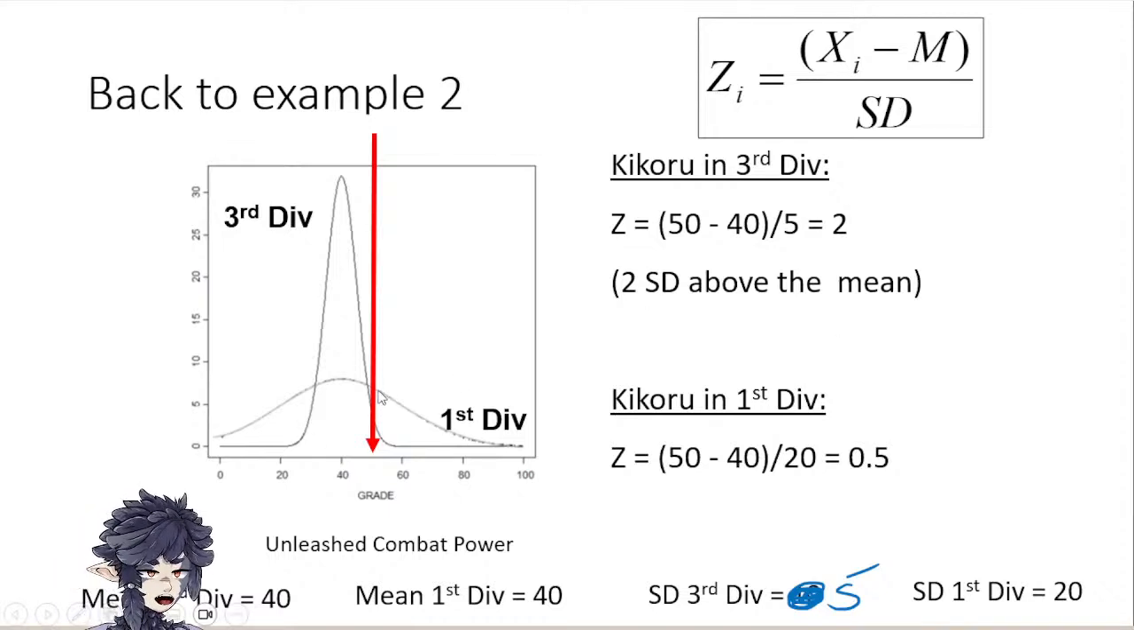On the graph, you can see there's a lot more people to the right of her in the first division where there's a lot more variability. Very few people to the right of her, higher than her, in the third division where there's little variability, even though in both cases she's 10 points above the mean.